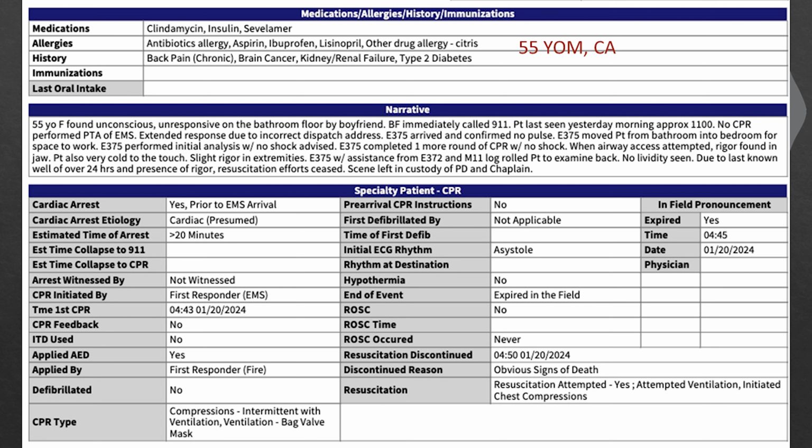They did 1 round of CPR, but when they attempted airway access, they found rigor in the jaw. Again, when the jaw is locked shut, that's called trismus. If we can't open the jaw, we can't establish an airway, and pretty much everything we're doing after that is moot. So if you have rigor in the airway and rigor in the extremities, like they've stated here, we're done. That patient is DOA, cancel all incoming, establish time of death, and we're finished.